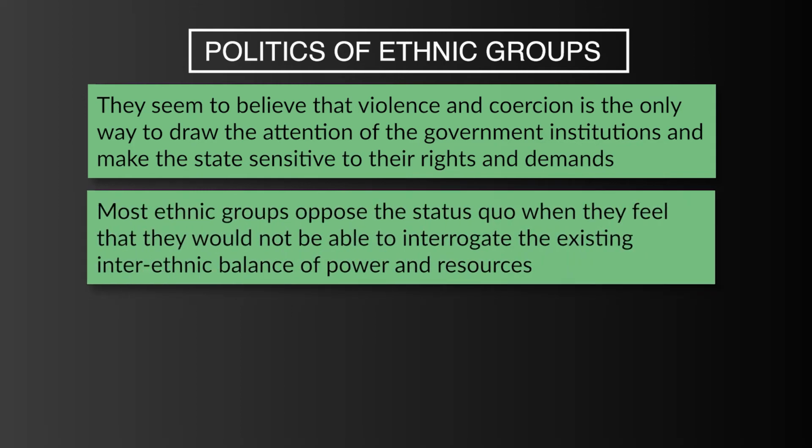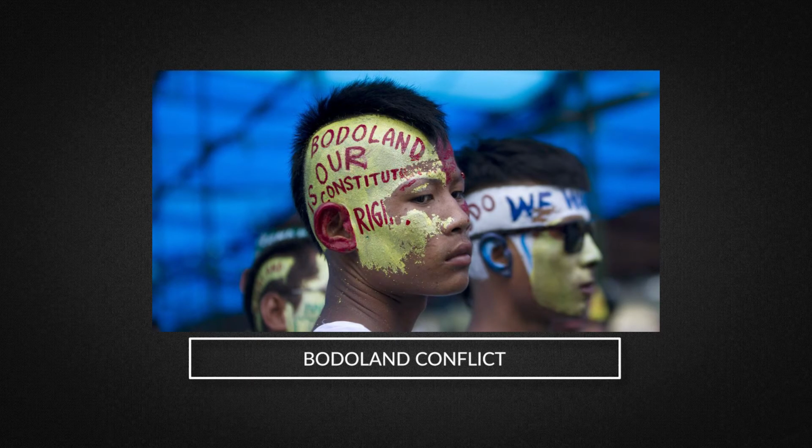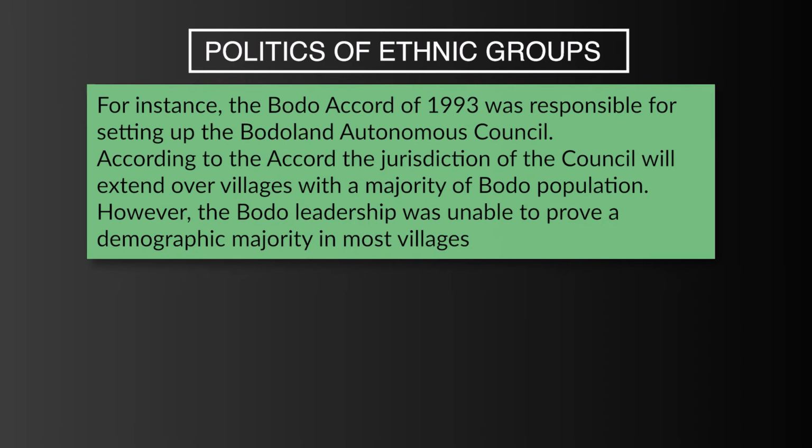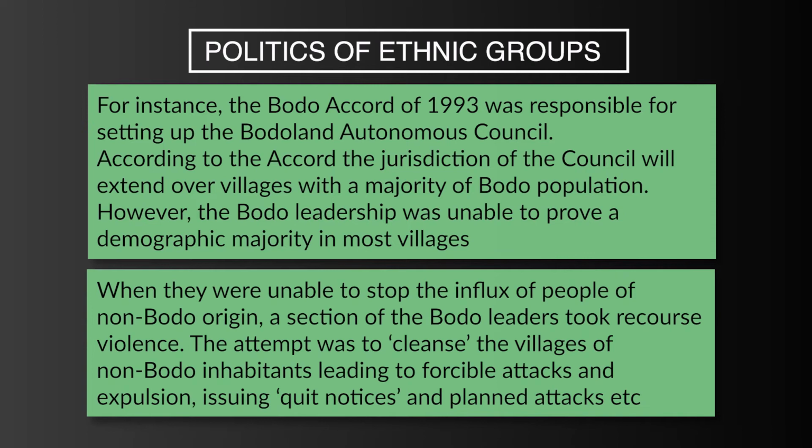Most ethnic groups oppose the status quo because they feel that it upsets the inter-ethnic balance of power and resources. For example, the Bodo Accord of 1993 was responsible for the setting up of the Bodoland Autonomous Council, and according to this accord, the jurisdiction of the council extends over villages which have a majority of Bodo population. However, the Bodo leadership was unable to prove demographic majority in most of the villages. When they were unable to stop the influx of people of non-Bodo origin, they took recourse to violence and cleansed the villages of non-Bodo inhabitants, planning attacks, marking their houses, issuing quit notices and forcing them to move on.